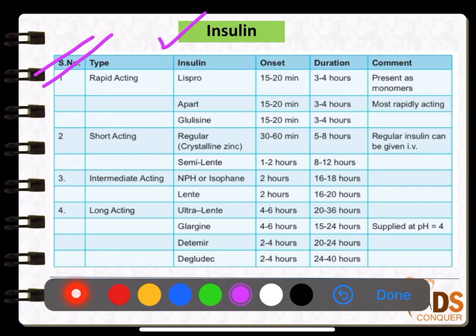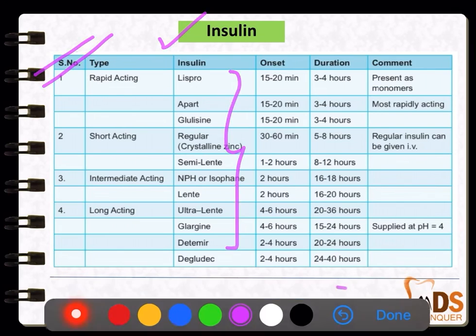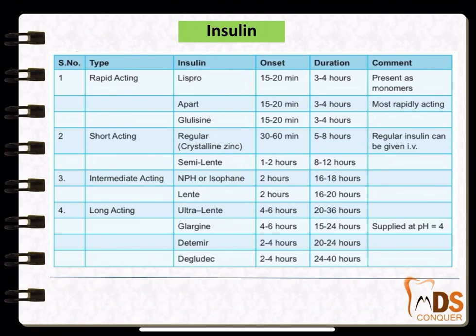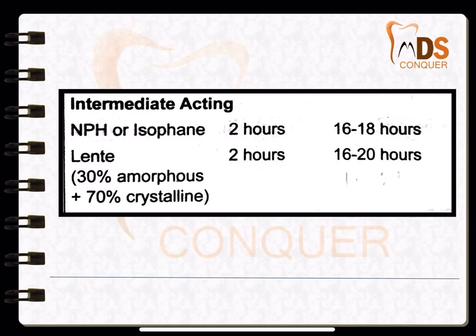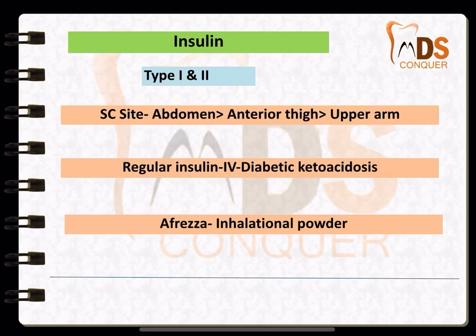Next, the types of insulin and their names: what is rapid, what is short, what is intermediate and what is long, along with the onset of action and duration of action, which are quite important. The insulin which can be given IV is crystalline zinc. This is a very important table. Next, the intermediate acting ones, so just have a look: isophane and lente. What is the composition of lente can again be asked.